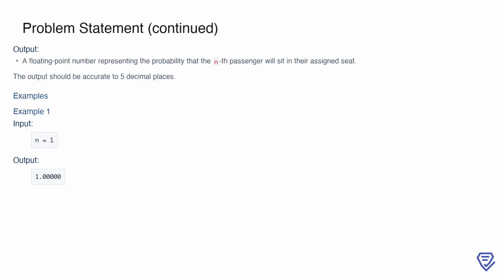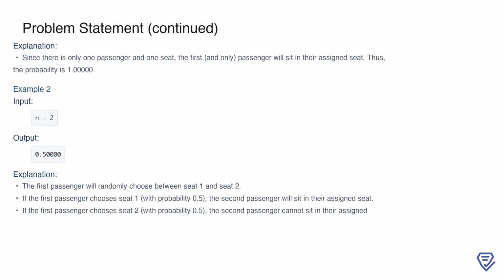In the first example, when n equals 1, there is only one passenger in one seat. Since passenger 1 has no other option, they will sit in the single seat available, which is their assigned seat. As a result, the probability in this case is exactly 1.00000. This is a straightforward case, as there's no randomness involved when only one passenger exists.